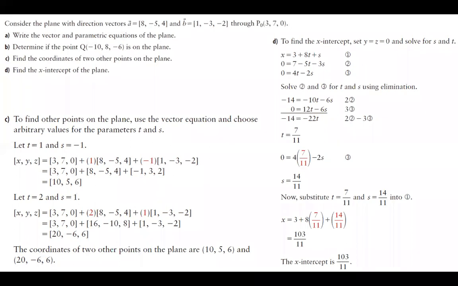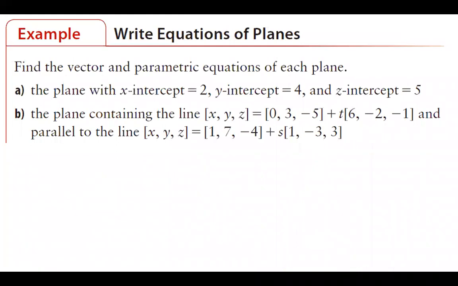Let's consider another example. So consider this example here. Find the vector and parametric equations of each plane. First, the plane with x-intercept equals 2, y-intercept equals 4, and z-intercept equals 5. Question B, the plane containing the line x, y, z equals 0, 3, -5 plus t times 6, -2, -1, and parallel to the line x, y, z equals 1, 7, -4 plus s times 1, -3, 3.